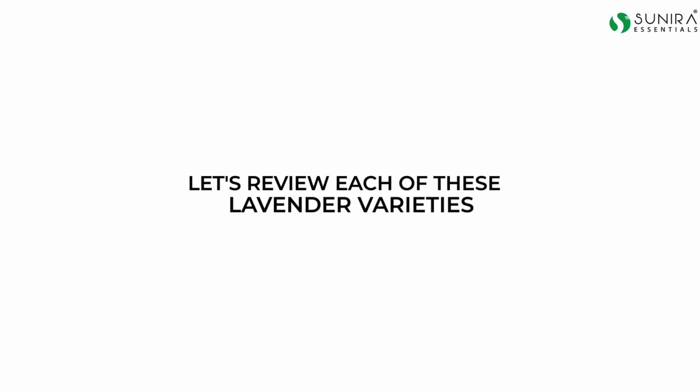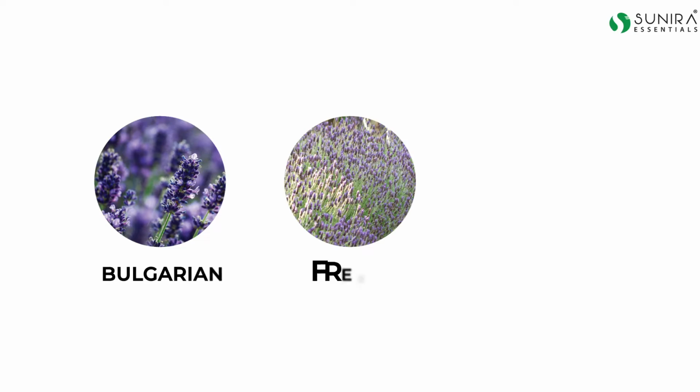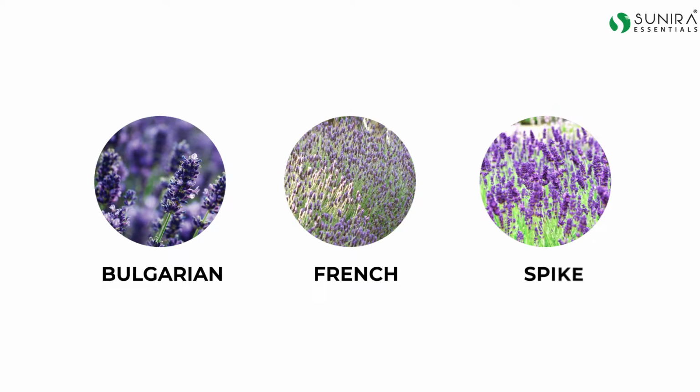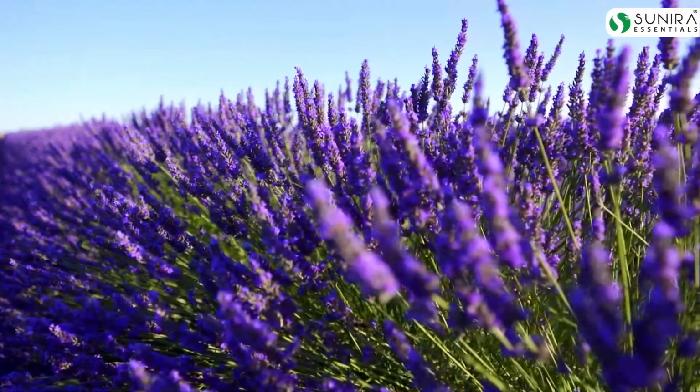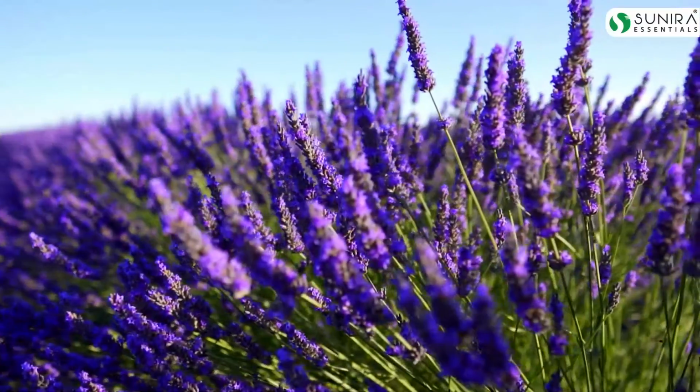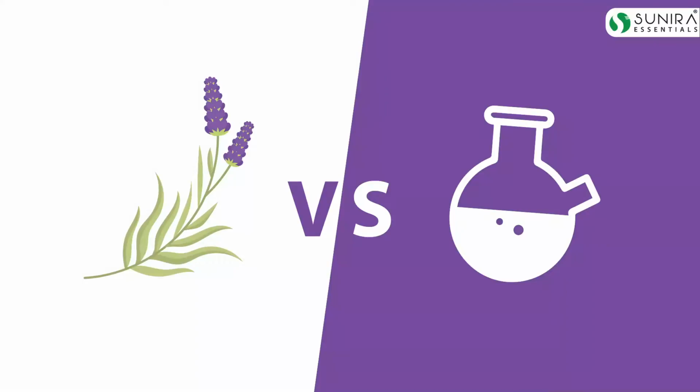Now, I'll tell you about the 3 most commonly cultivated varieties of lavender, and they are Bulgarian lavender, French lavender, and spike lavender. Now, let's review each of these lavender kinds in further depth and look at the primary components of their essential oils. We'll also look into the subtle differences in their fragrance profiles to help you distinguish between them.